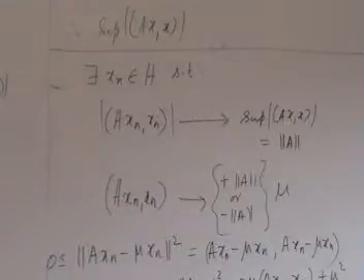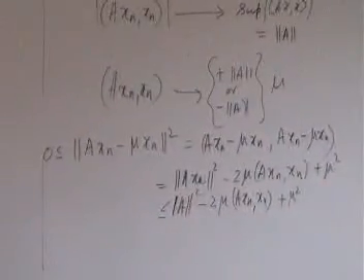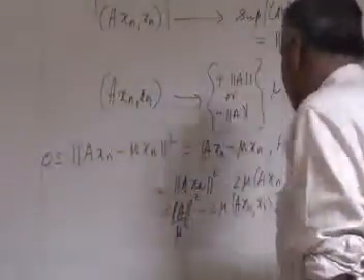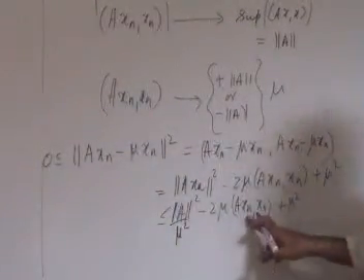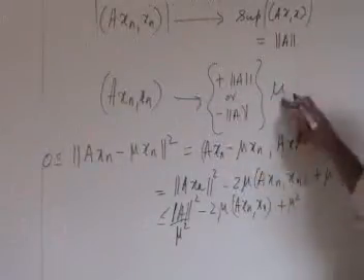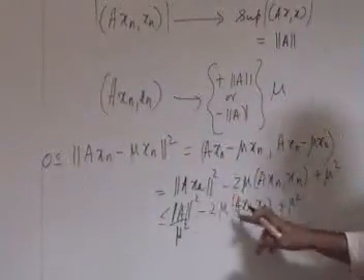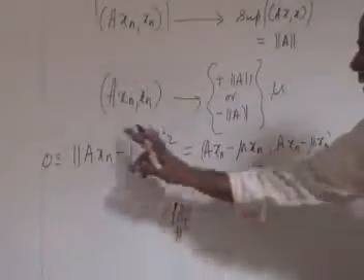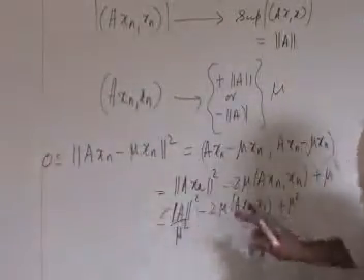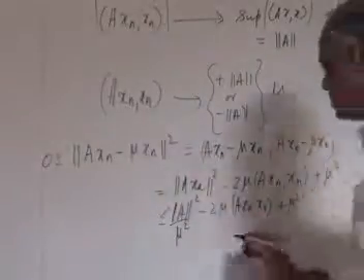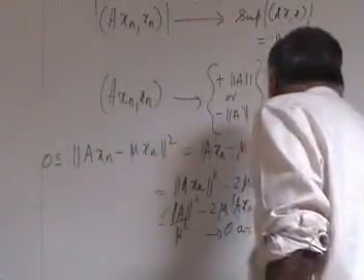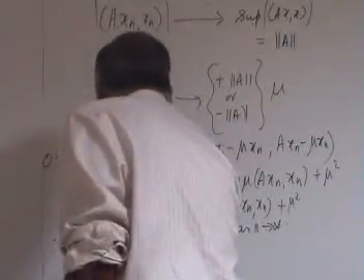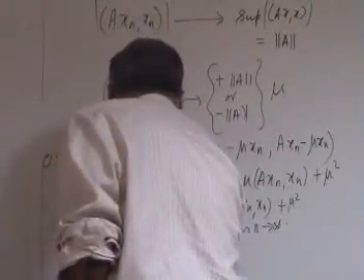Now what happens to the extreme right when n tends to infinity? This is mu squared. This is mu squared, but (Axn, xn) goes to mu. So mu squared minus 2 mu squared plus mu squared. So that will go to 0. And this fellow gets sandwiched between 0 and 0. So you will go to 0. See, this tends to 0 as n tends to infinity. Therefore, the square goes to 0. Therefore, Axn minus mu xn tends to 0.